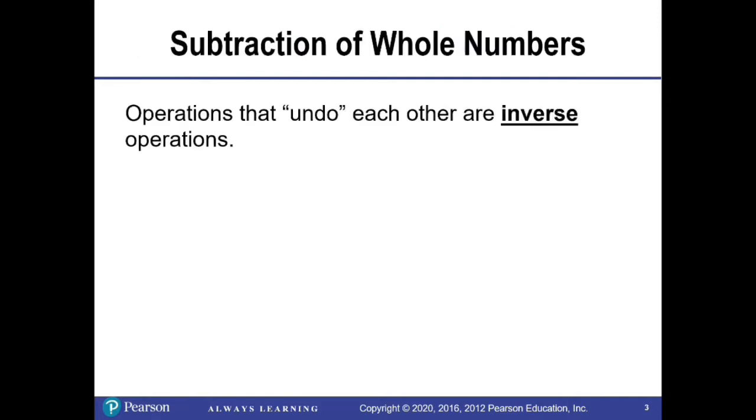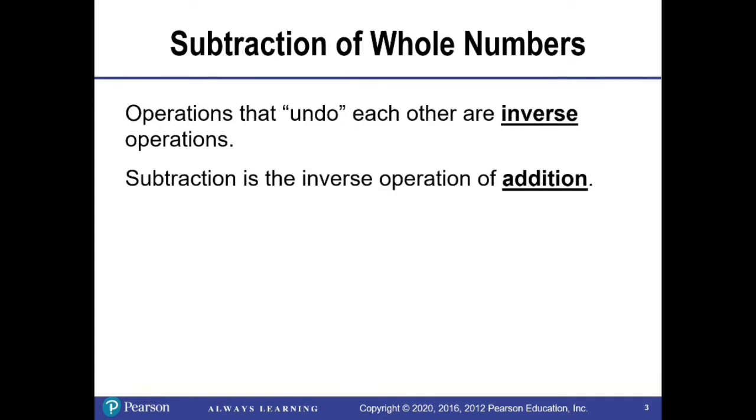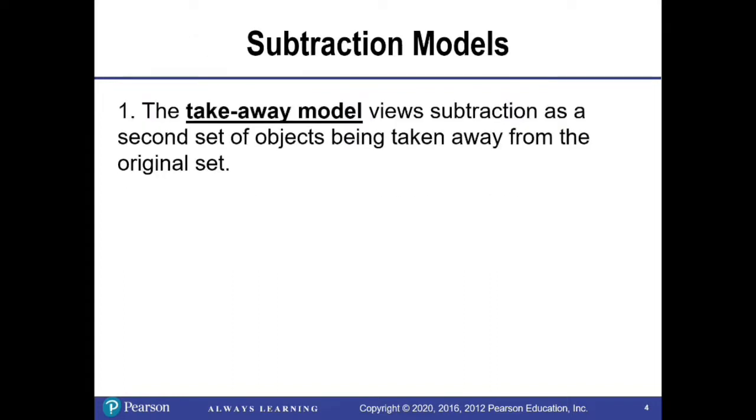Let's get started. Operations that undo each other are called inverse operations. Addition and subtraction undo each other, so these two are inverse operations. Now we can model subtraction in several ways. Our first model is called the takeaway model. The takeaway model literally thinks about taking away some items.